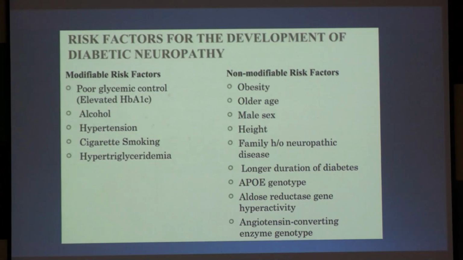Non-modifiable factors are age, older age, sex, male sex, height, obesity, family history of neuropathic disorders, longer duration of diabetes mellitus, and some genetic changes in the angiotensin converting enzyme system and others.